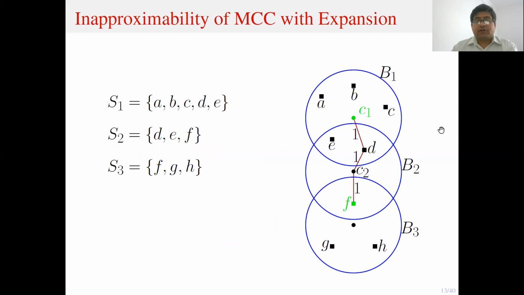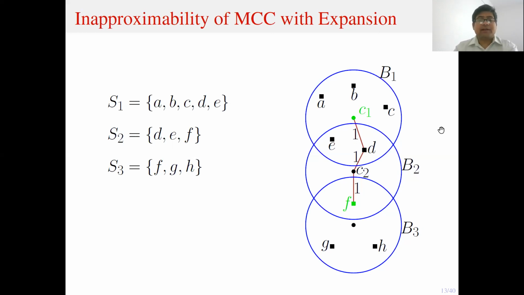Basically, in this reduction, one can show that if a point is not inside a ball, then the distance between the center of the ball and the point is at least 3. And thus, if we do not expand the ball by at least a factor of 3, then we do not cover any more points than the ball was covering before. And hence, to break the barrier of set cover, we need at least a factor 3 expansion.